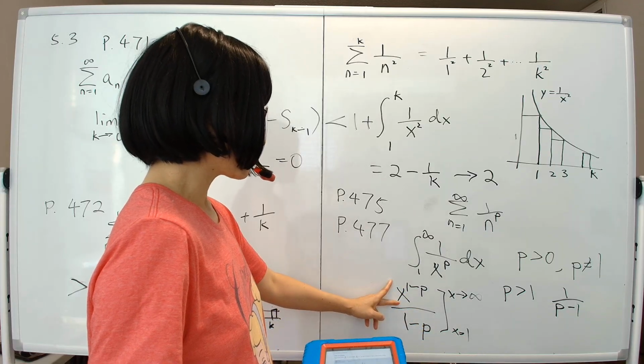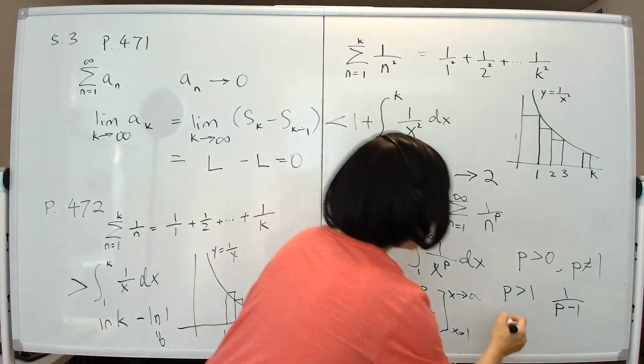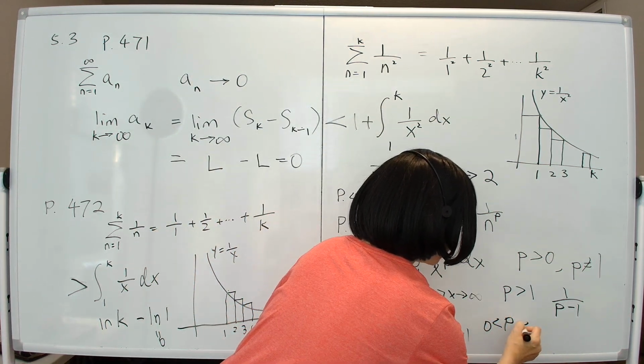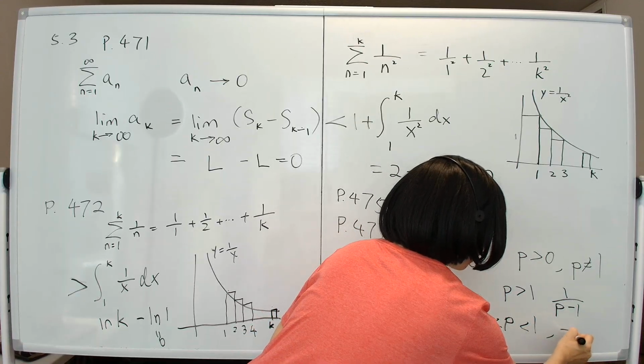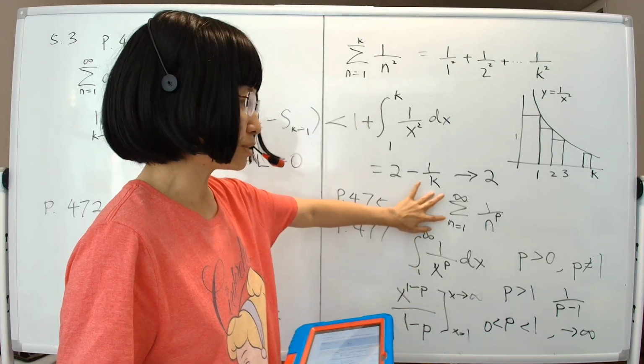This just stays. And then, of course, as x goes to infinity, this will go to infinity. So if p is bigger than 0 and less than 1, then this goes to infinity. So that is the quick decision, and therefore that is the result for that too.